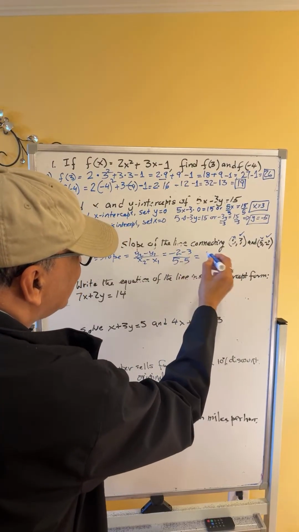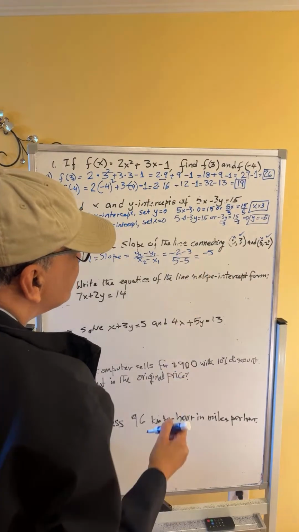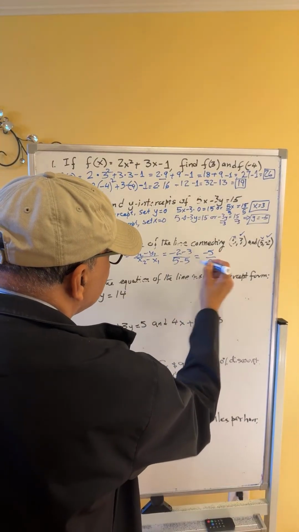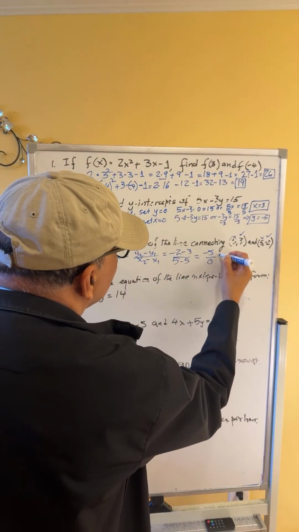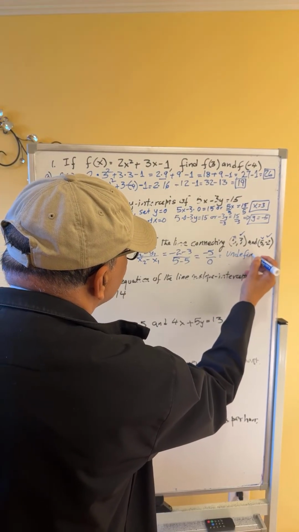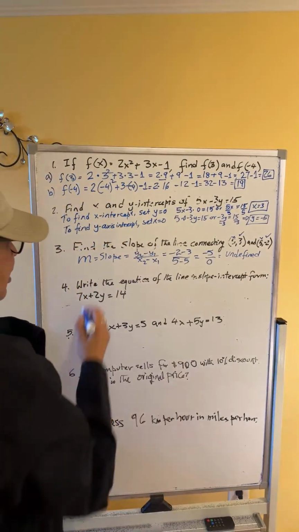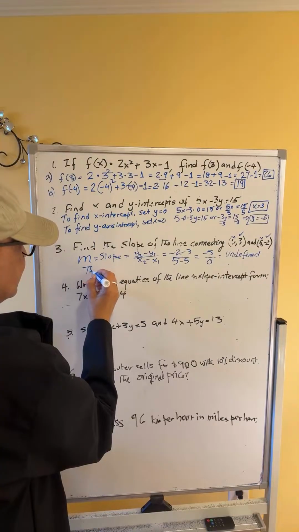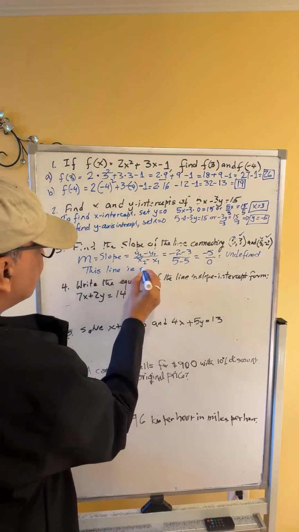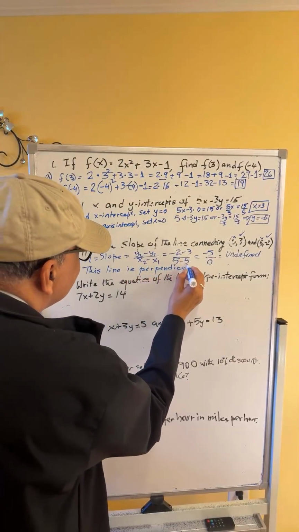So minus 2 minus 3, we add both the numbers, keep the negative sign from the sign in front of the other number, divided by 5 minus 5 is 0. So this is undefined. When you divide by 0, this whole slope becomes undefined. Or in other words, this line is perpendicular to the x-axis.